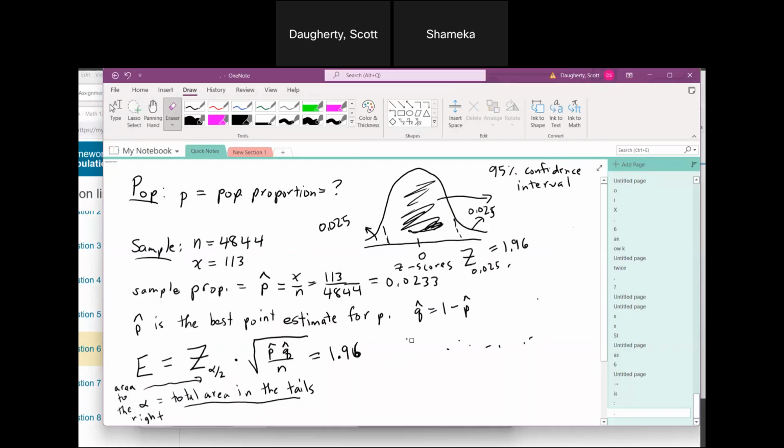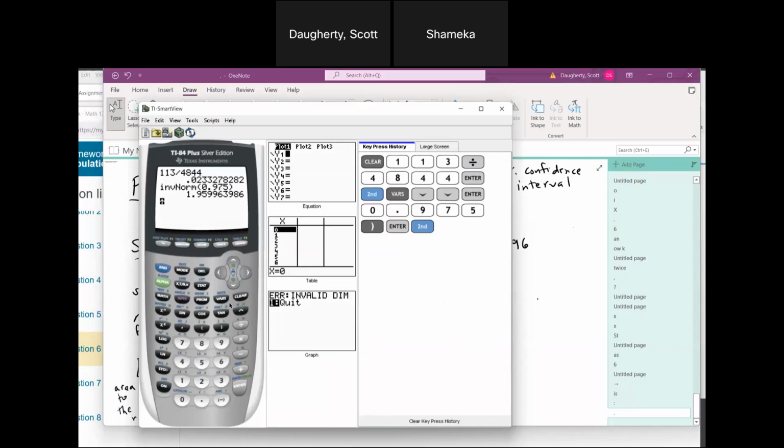By the way, on the calculator, if you happen to mistakenly put in, let's say you did inverse norm of 0.025 by accident, you put in the area to the right when the calculator really wants the area to the left.